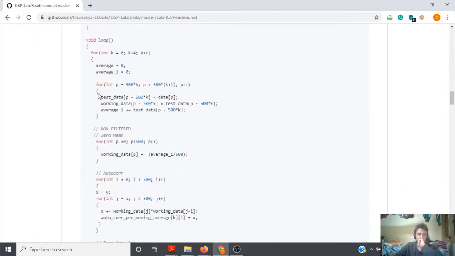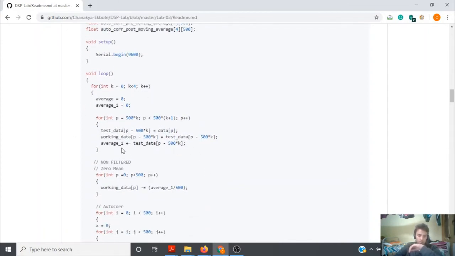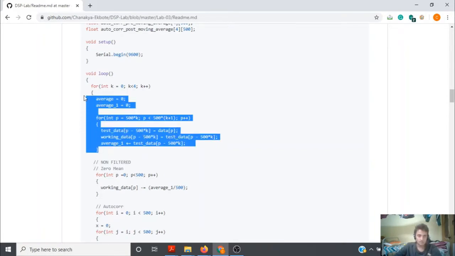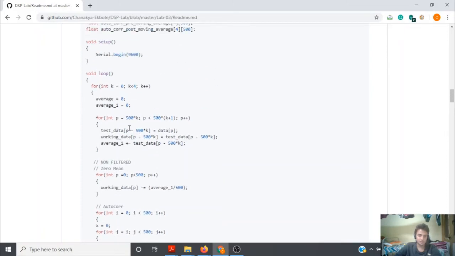Since we want to divide it into a window of 500 data points, we make sure that the test data as well as working data are populated with these data points, and we also calculate this average. Just note that this is just for the computation of the non-filtered part. The filtering part is done as a different piece of code, which is again done in the following code block itself.